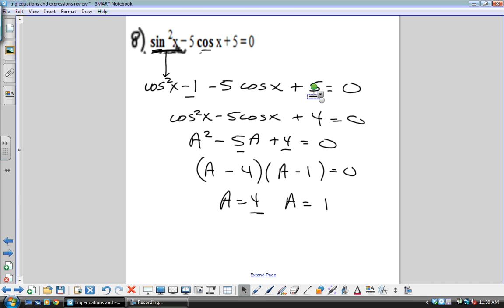Now, since a is cosine x, and 4 doesn't fall between negative 1 and 1, it's not going to give me any solutions. So I'm not worried about that one. Now, this one does fall in between 0 and 1. So a is cosine x. So where is cosine 1? So cosine would be 1 at 0.